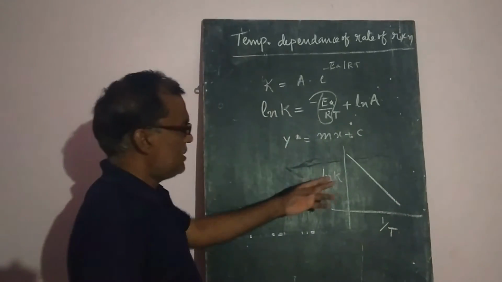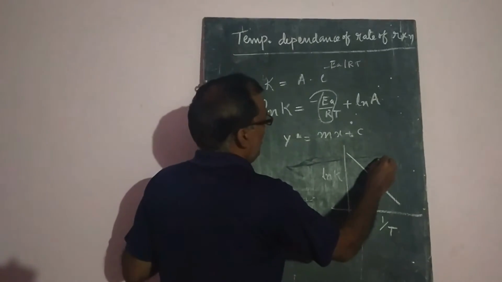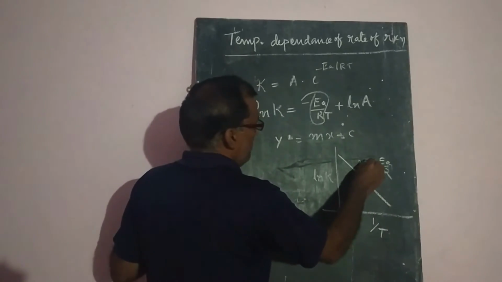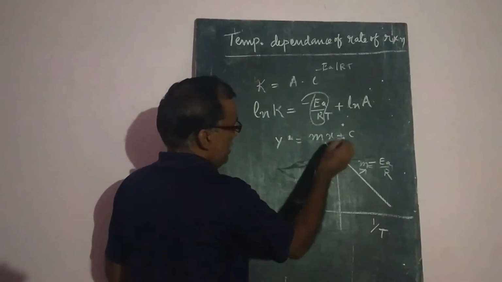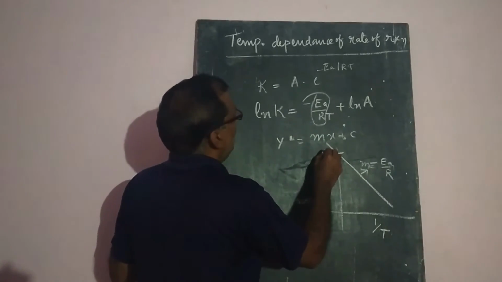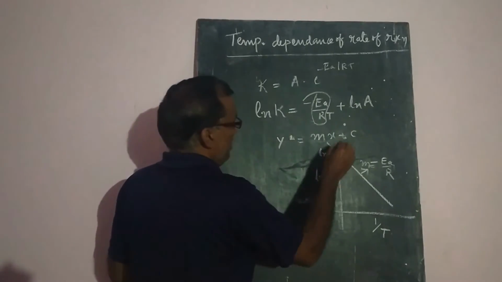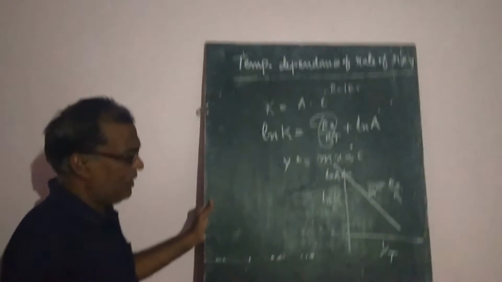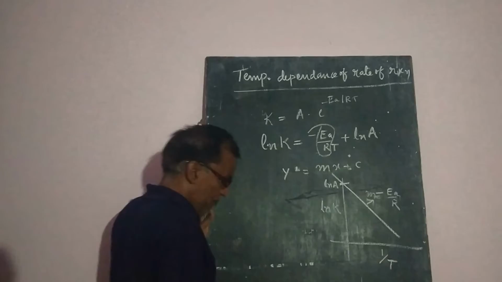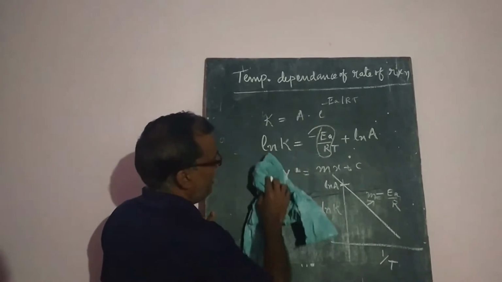See, from this we can know what the slope represents. It is nothing but m is equal to minus Ea by R, which represents the slope, and wherever the line intercepts the y-axis, that explains the natural logarithmic value of A. So like this, we got the values. So the slope here is minus Ea by R. Now by comparison, we can calculate the logarithmic value of A.